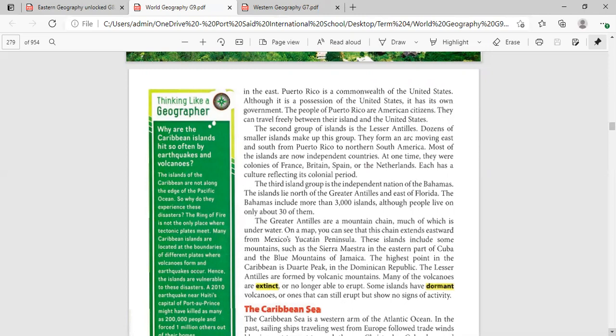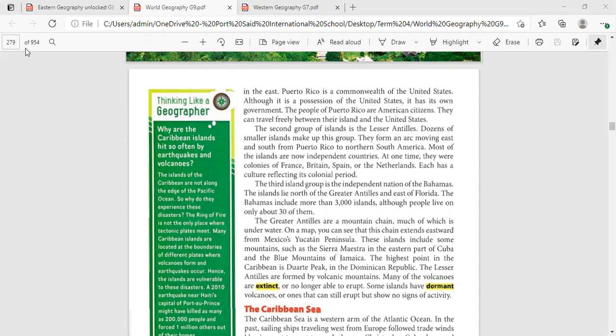In the east, Puerto Rico is a commonwealth of the United States. Although it is a possession of the United States, it has its own government. The people of Puerto Rico are American citizens. They can travel freely between their islands and the United States.